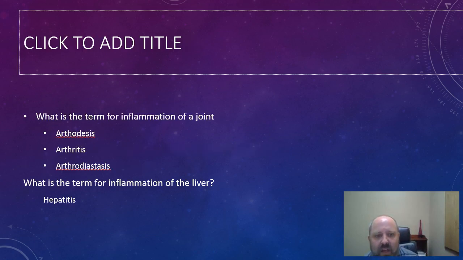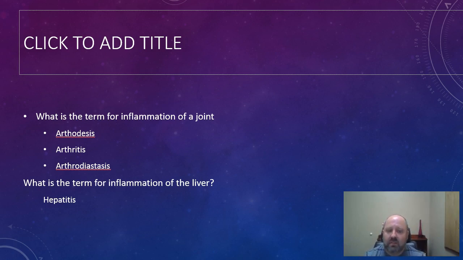So this is what it's going to be like. These are just very basic terms. I'm not trying to go into detail, but I just wanted to give you some ideas. The question is going to be something like, what is the term for inflammation of a joint? And then it's going to have a list of words. Is it arthrodesis? Is it arthritis? Is it arthrodiastasis? What is the term? Of course, this term is arthritis, but you need to know.